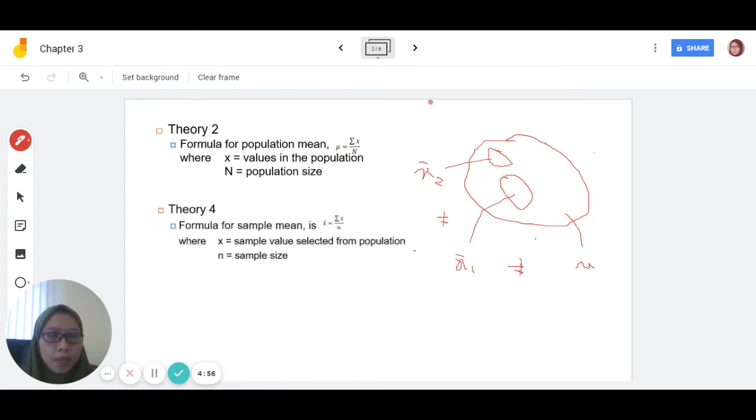But in some theorem, what we call the central limit theorem, we can assume that the mean of the sample is equivalent to the mean of the population. That is what we call the central limit theorem, in the case when the sample size is very, very large. We can look at this after this.